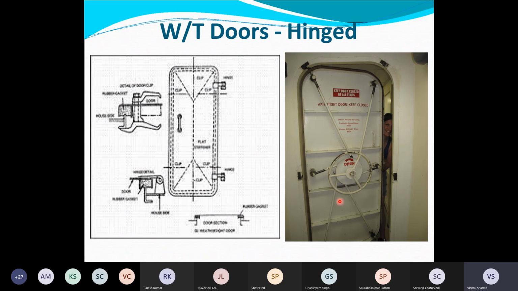On the right hand side, you have a picture of a hinged watertight door. Can you see this picture where my pointer is moving, beta? Yes, sir.